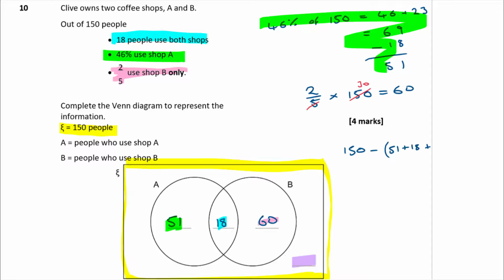51, 18 and 60. What's that add up to? So 150 minus 51 and 60, what's that? That's 111 plus 18, that's 129. Okay, so 150 minus 129, that is 21. Okay, so then that's the number I'm going to put outside both circles, isn't it? It's 21 that goes here.